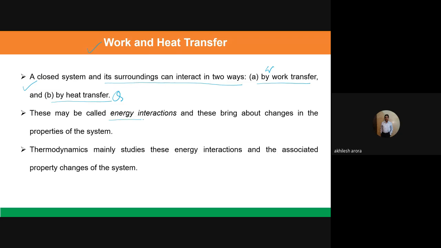These are called energy interactions, and these bring about changes in the properties of the system. So whenever these two interactions are there, that is work transfer as well as heat transfer, they will bring some changes in the properties of the system like pressure, temperature, volume, etc. For example, you can consider a closed container. Suppose this is closed and the mass is fixed here. This is a gas and its mass is m, and the pressure inside is, let us say, P1.